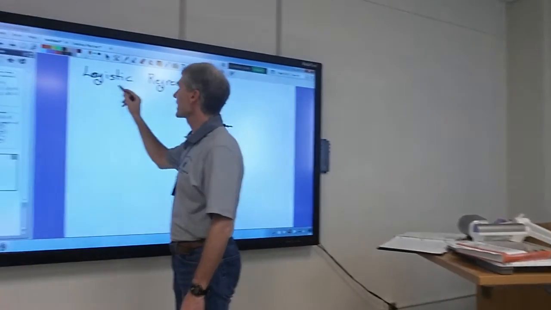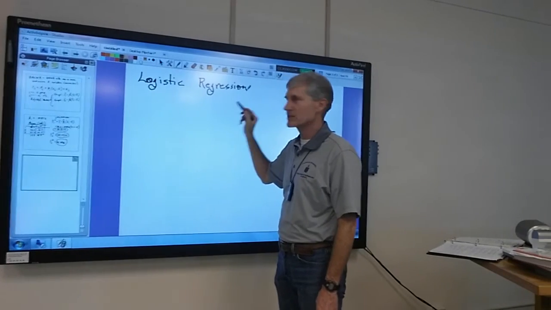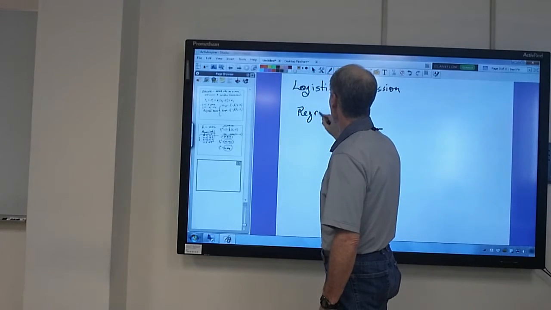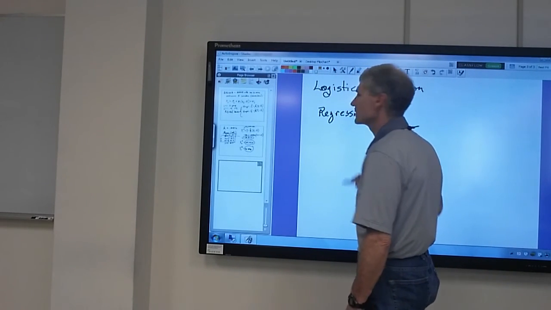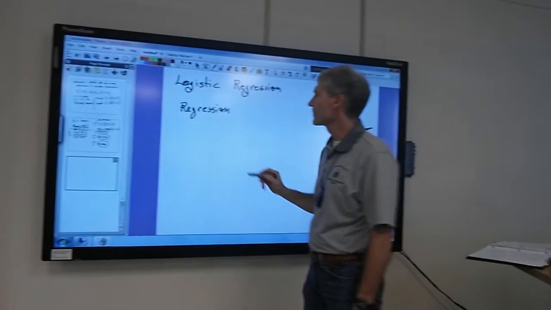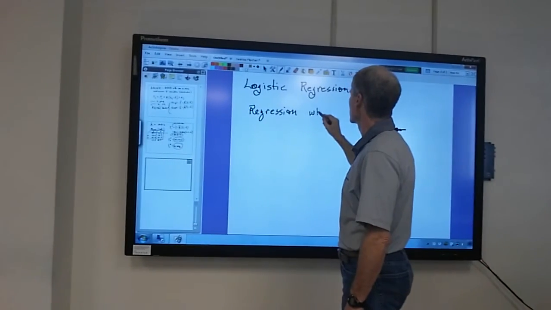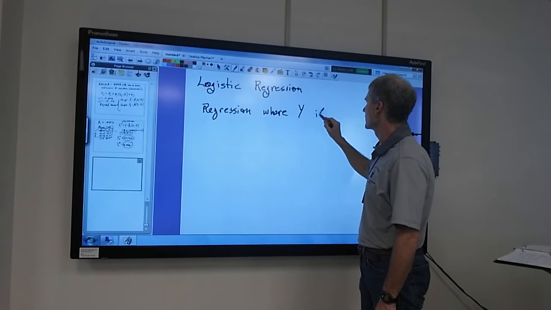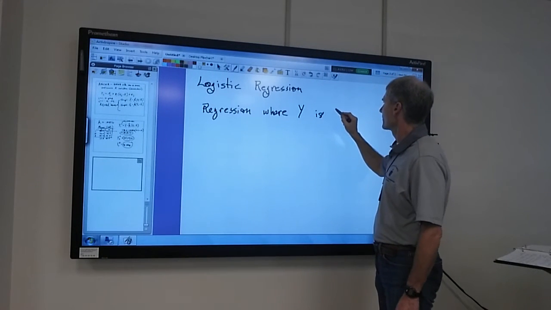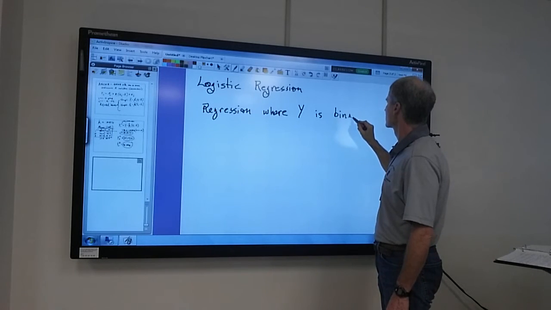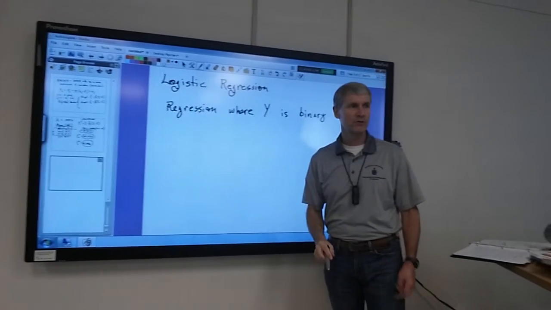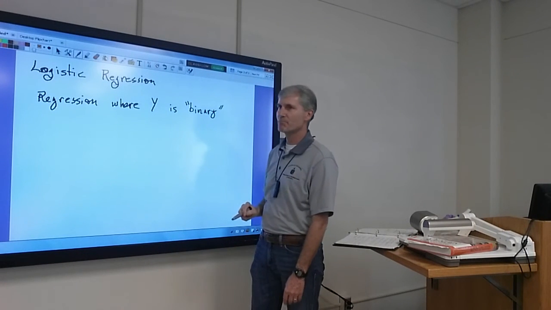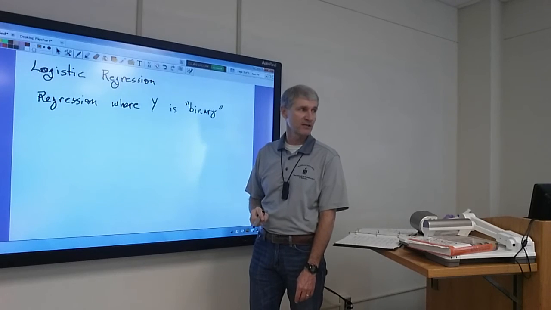Right? So it's like linear regression, except it's regression with a y variable that is not a continuous numeric variable. Regression where y, that's the dependent variable, is binary. Basically, it's categorical with two levels, right? Everybody understand what I mean by a binary variable? It only has two values, right?